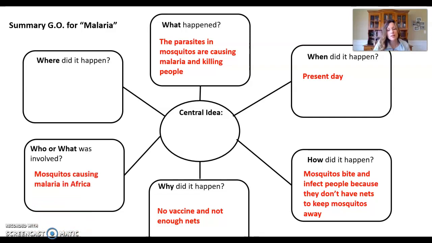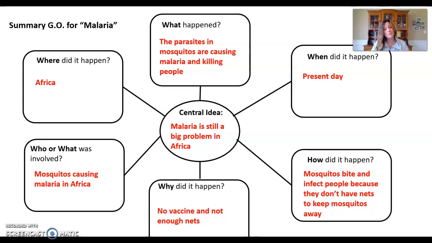Who or what was involved? Of course, we're talking about mosquitoes causing malaria in Africa. So yes, that's a little repetitive, but we want to make sure that if we're repeating something, we definitely include it in our summary, okay? And then finally, where did it happen? That one's simple. It's in Africa, okay? All across Africa, all right? So then finally, we're going to put the central idea in here. Malaria is still a big problem in Africa, all right? Central idea of that entire article, okay?